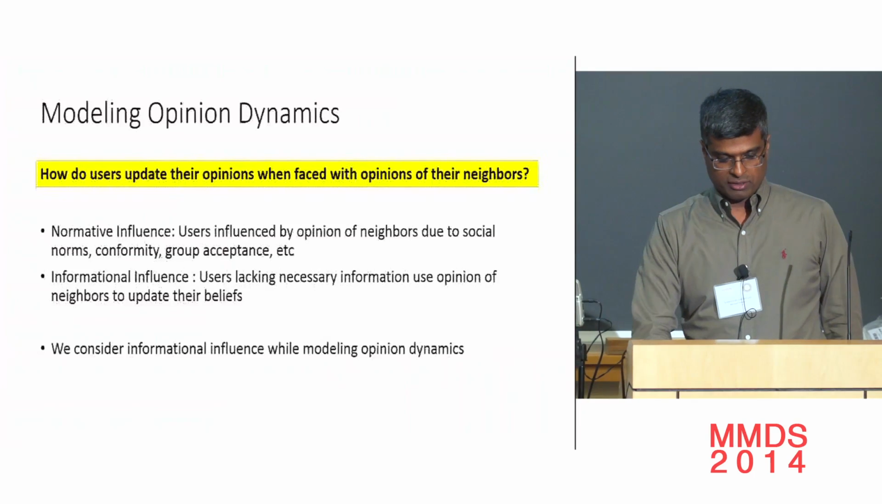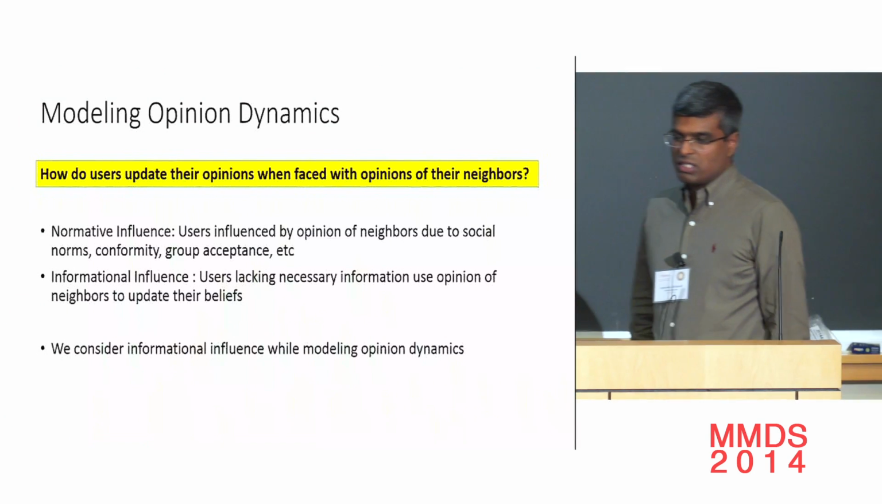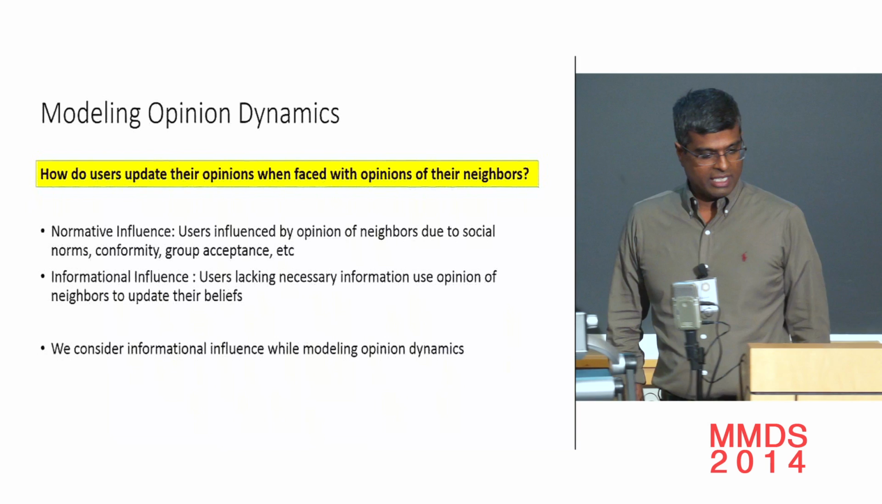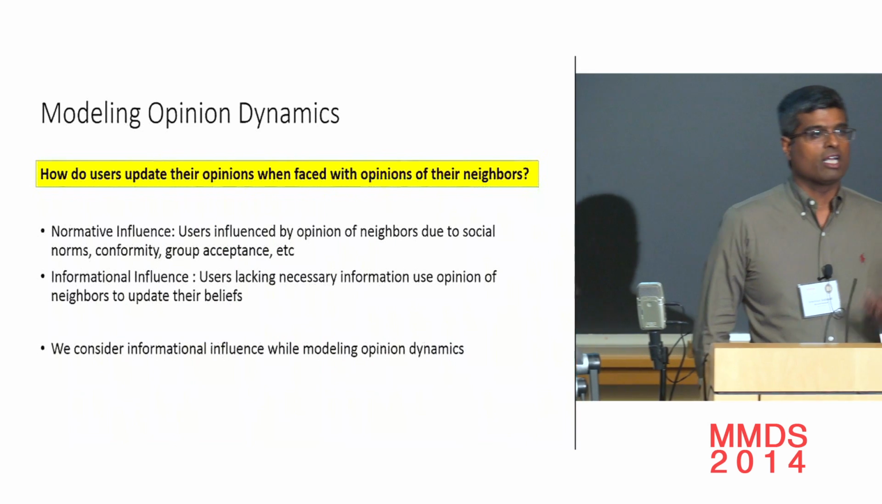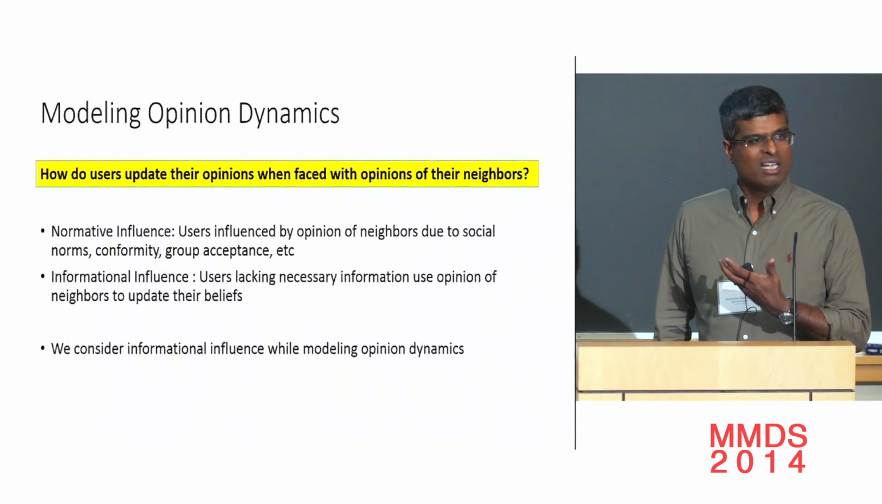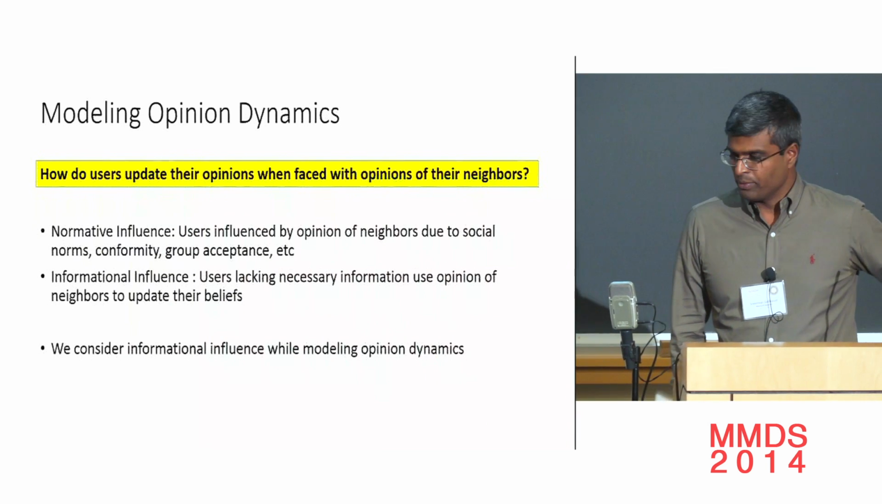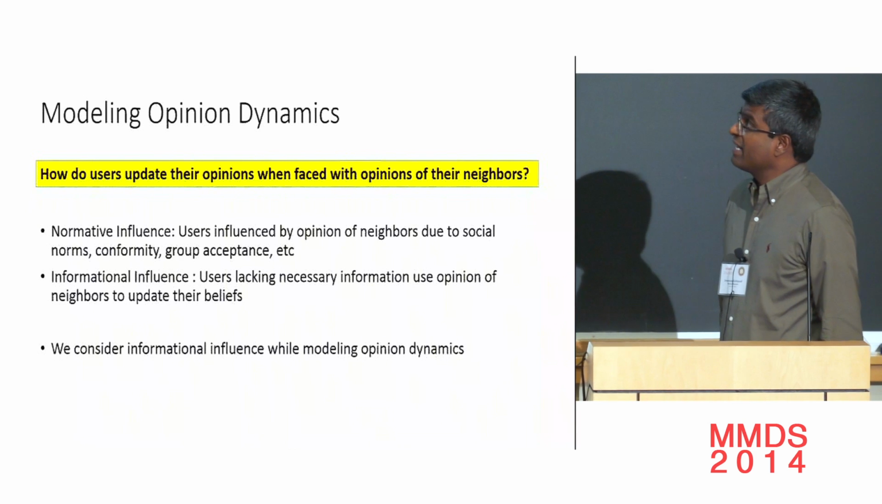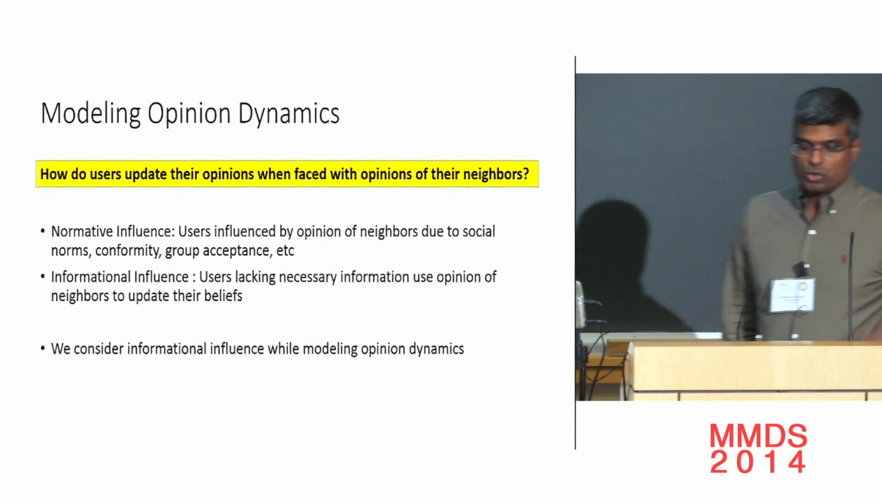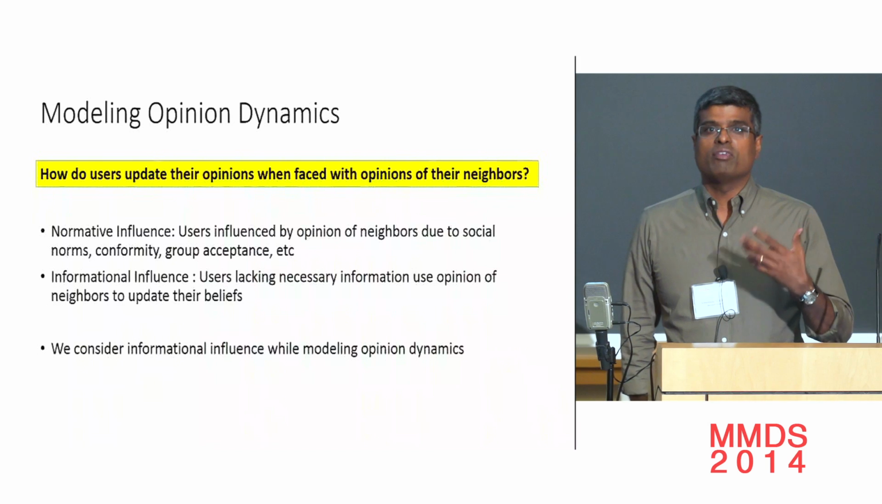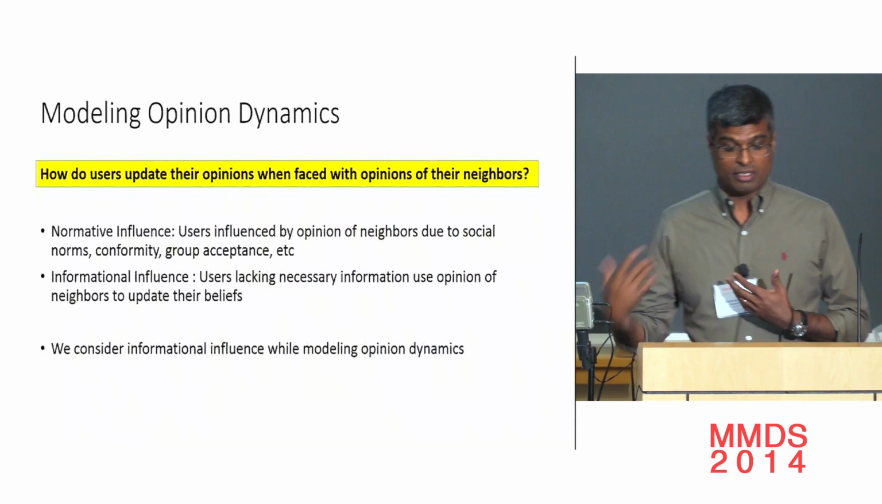So what's the role of the user? The central question when it comes to the user in these kinds of problems is, how do users adopt and update their opinions as they see their neighbors or the opinions in the network? Before we go into understanding the dynamics itself, there are two widely studied forms of influence that are available in the literature.